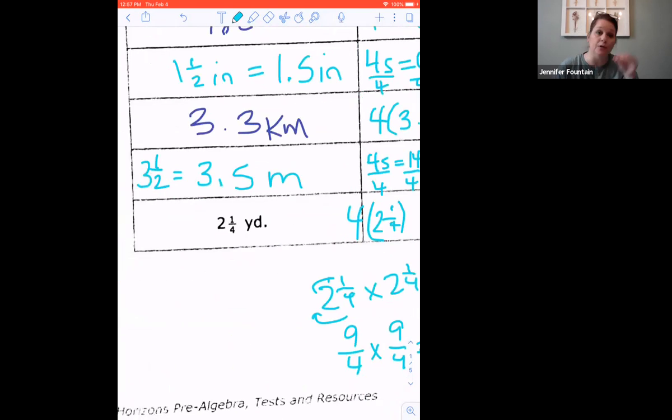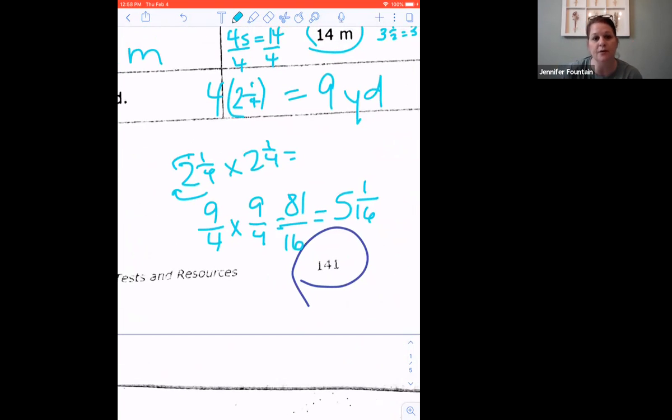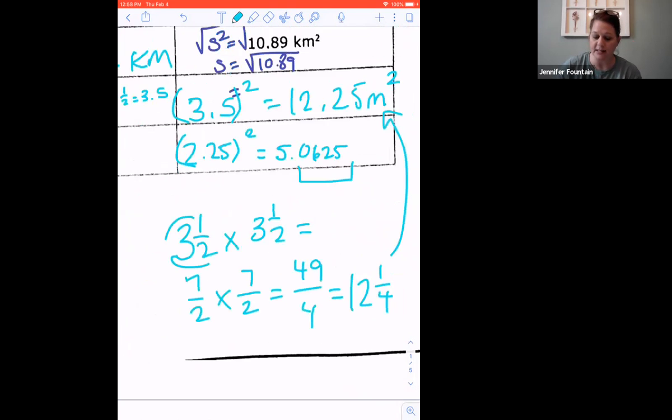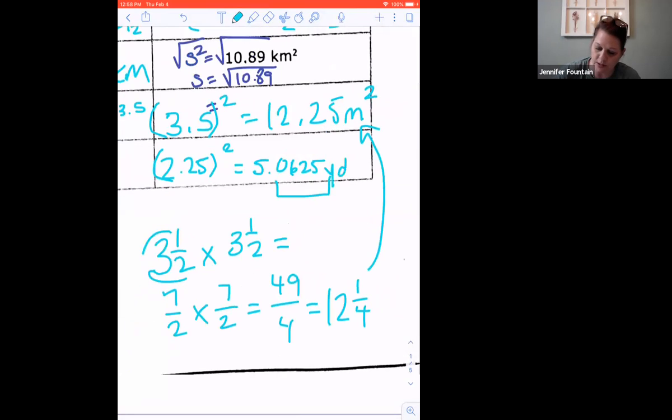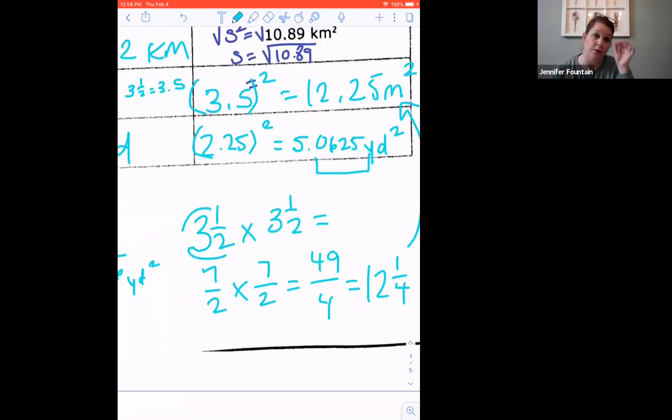And then the last one, 2 1/4 yards. We could either work with that as a fraction or as a decimal. As a fraction, we said it would end up being 9/4 times 9/4. So that would be 81/16, which reduces to 5 1/16. If you chose to work with it as a decimal, 2.25 squared is 5.0625. And our measurement on that one was yards, so that'd be yards squared. So we could either have 5 1/16 yards squared or 5.0625.